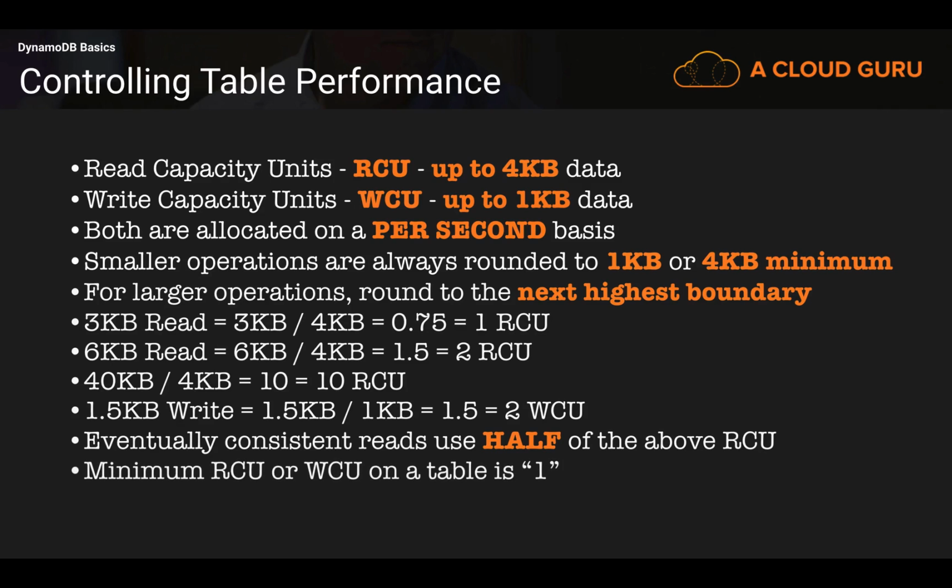Now the minimum RCU or WCU on a table is 1, which means that with minimums you could perform one 1 kilobyte write per second on a table, or one 4 kilobyte read per second using strong consistency, or two 4 kilobyte reads using eventual consistency.